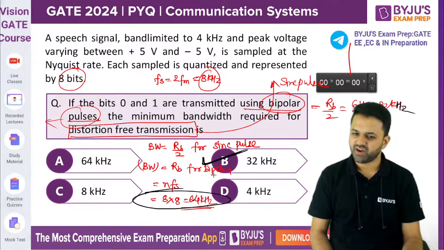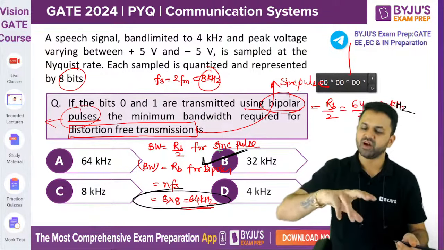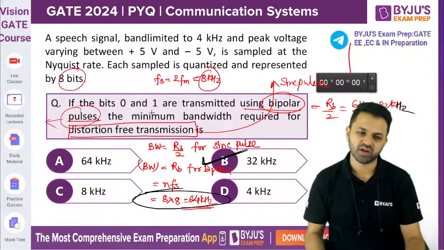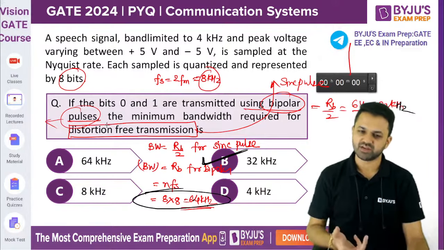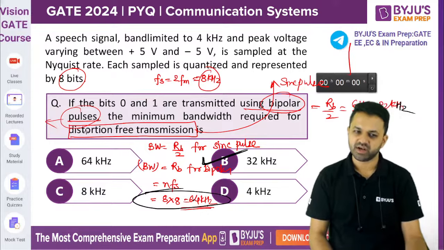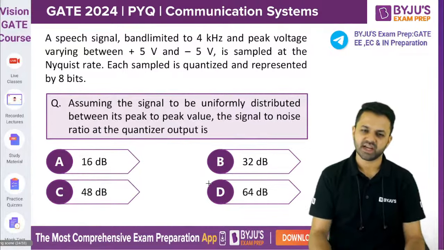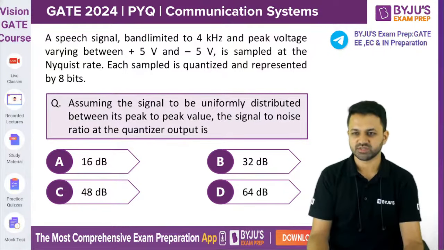But why are we not taking the bipolar? Because this sync pulse can also have a positive value and a negative value, with bipolar polarity. That is, the sync can also have two polarities, positive pulses and negative pulses. But the distortion free condition cannot occur in case of bipolar transmission. It is mainly possible for the sync pulse. So 32 kilohertz would be the right and appropriate answer for this question.